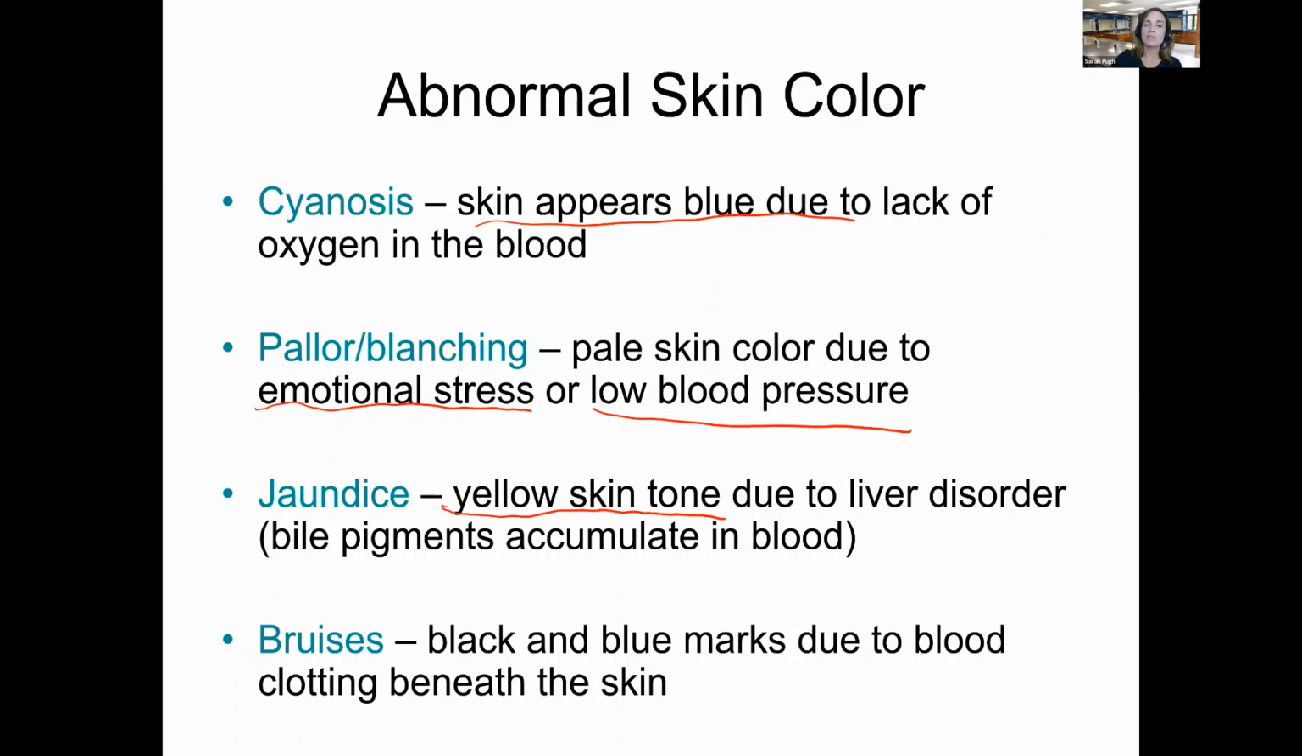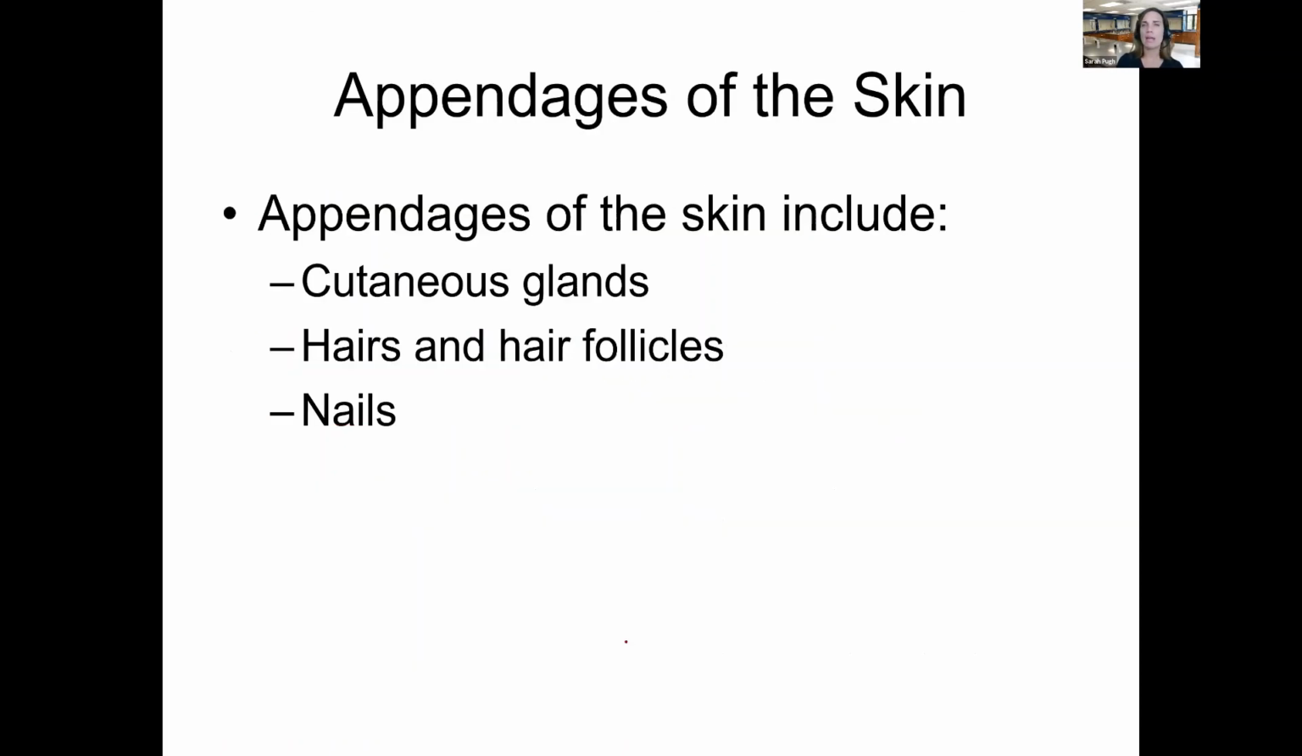And then the last one is bruising. Bruising are those black and blue marks that you get in your skin. This is just because you've broken a blood vessel and your blood is clotting in that area. Okay. So those are just some abnormal skin colors that we find. And so we will pick up with the different appendages in your skin. We'll talk about skin cancer, and we'll go through burns as well on Wednesday.